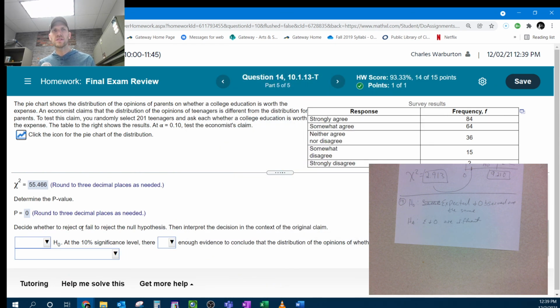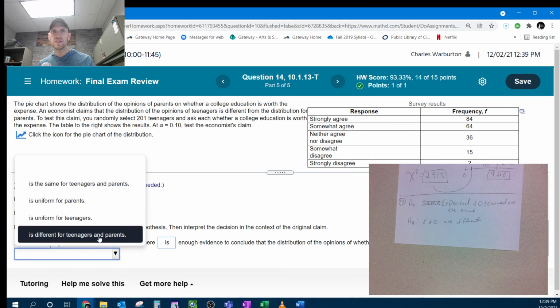So what do we say? We say if the p-value is less than alpha, reject the null hypothesis. And then what was the claim? The claim was that they are different. Okay, so if the null hypothesis is rejected, then the claim is supported. There is enough evidence that they are different.